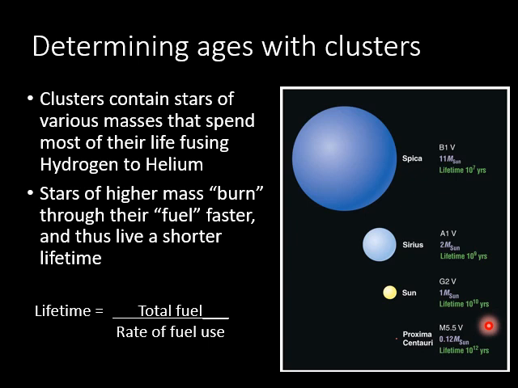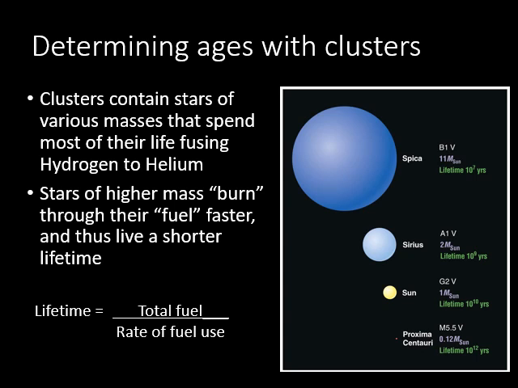And stars that are smaller, like Proxima Centauri, one of the smallest stars we can possibly get, it's about 0.12 times the mass of our sun, and that could have a lifetime as long as 1 trillion years. So you can see the general trend here. The more massive the star, the shorter the lifetime. Now, there's a simple expression you could think of for lifetime here. Lifetime is equal to the total amount of fuel that you have divided by the rate of fuel use, right?